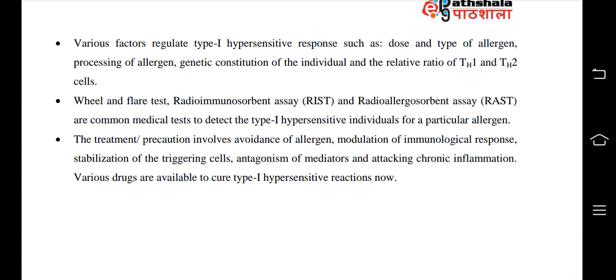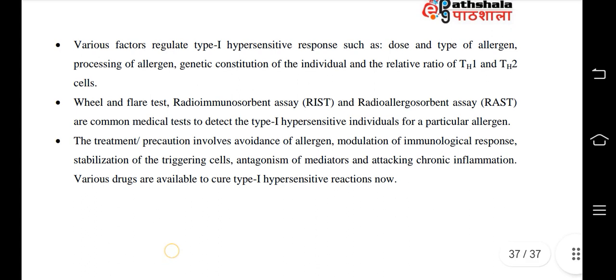Various factors regulate type 1 hypersensitive responses, such as dose and type of allergen, processing of allergen, genetic constitution of the individual, and the relative ratio of Th1 and Th2 cells. Wheal and flare test, radioimmunosorbent assay (RIST), and radioallergosorbent assay (RAST) are common medical tests to detect type 1 hypersensitive individuals for a particular allergen. The treatment approaches involve avoidance of allergen, modulation of immunological response, stabilization of the triggering cells, antagonism of mediators, and attacking chronic inflammation. Various drugs are available to cure type 1 hypersensitive reactions.